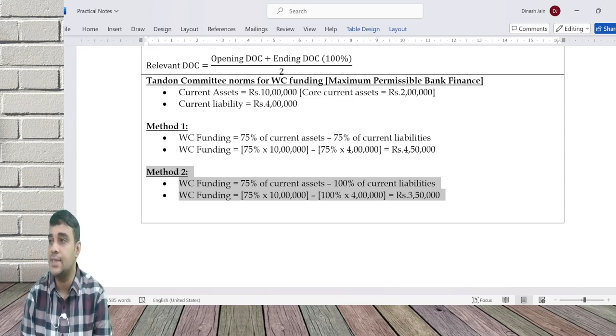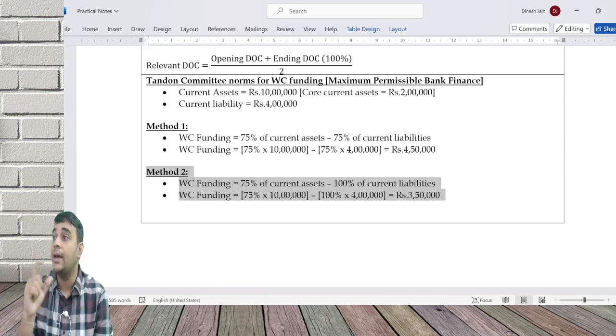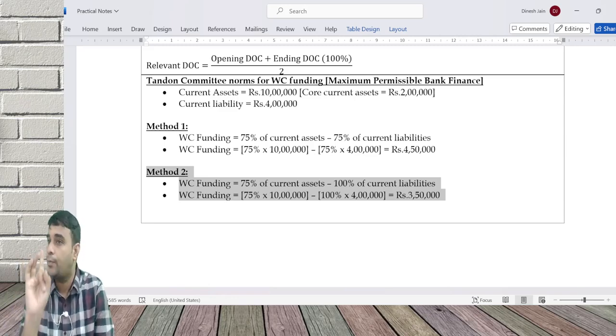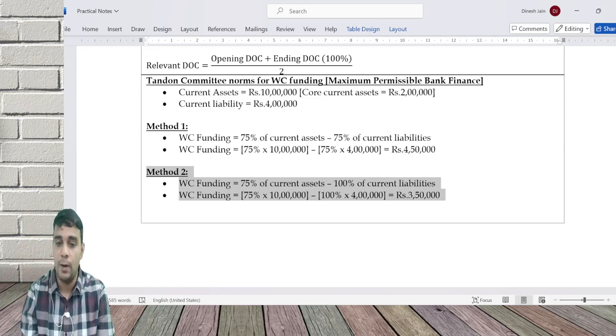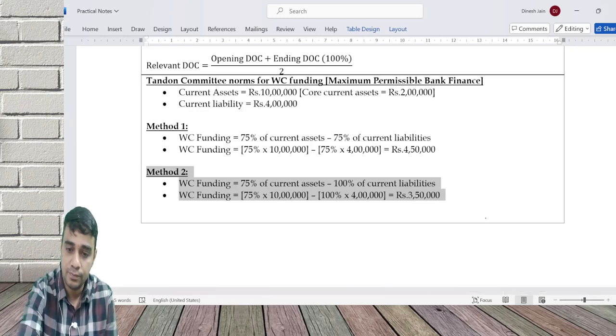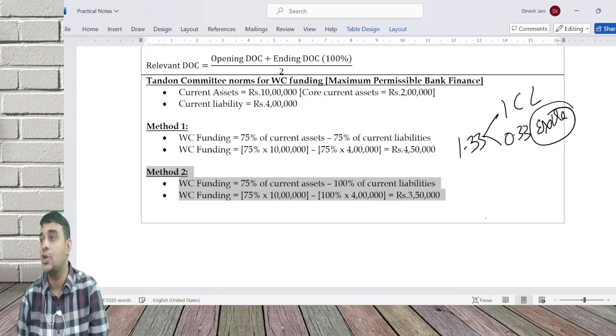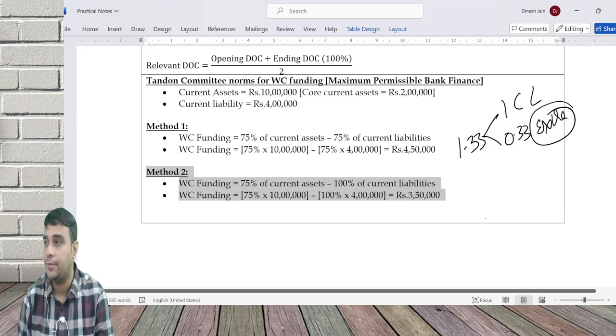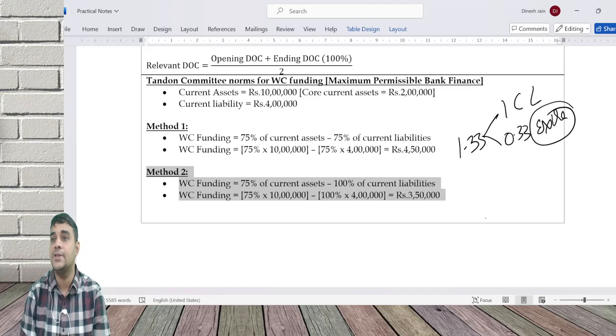How is it 1.33? Current asset is 10 lakh. Current liability is 4 lakh plus 3,50,000, which is 7,50,000. 10 lakh divided by 7,50,000 gives a current ratio of 1.33, which is the ideal current ratio as per banks. In that, 1 is current liability, and 0.33 is extra. Extra is your own money. 1 is to 0.33 is technically 75 is to 25.